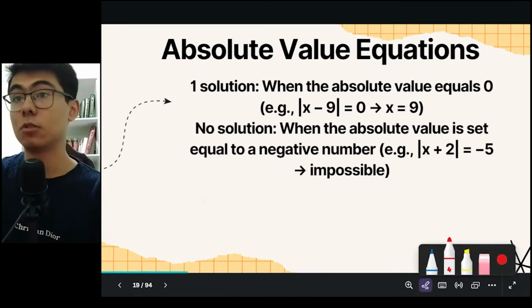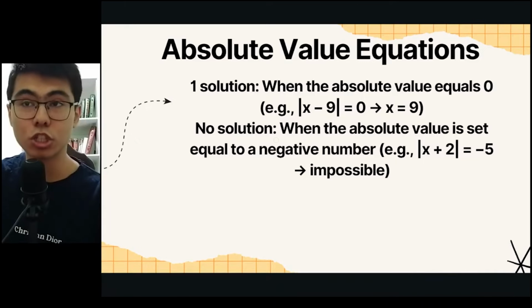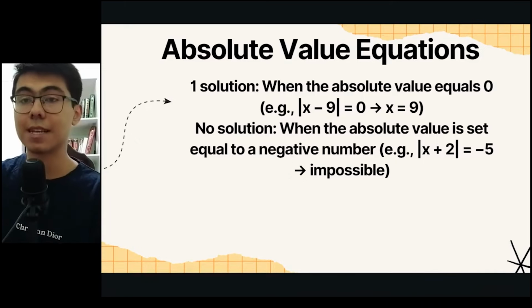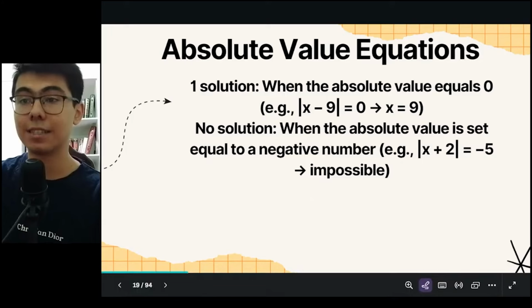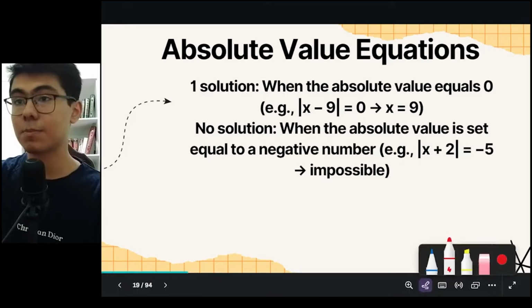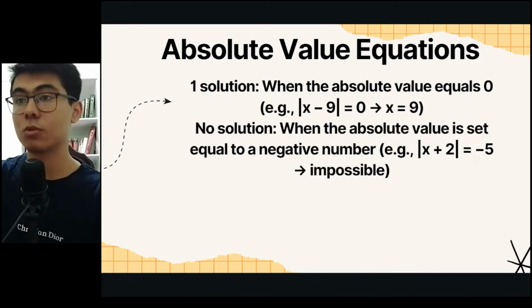And absolute value equations have no solution when the absolute value is set equal to a negative number. So in this case, the absolute value of x plus 2 is going to equal negative 5.